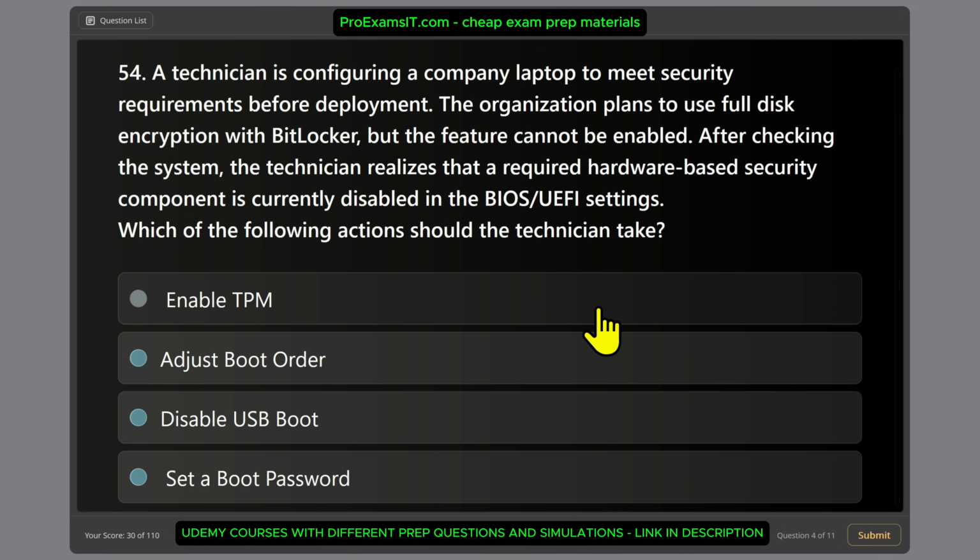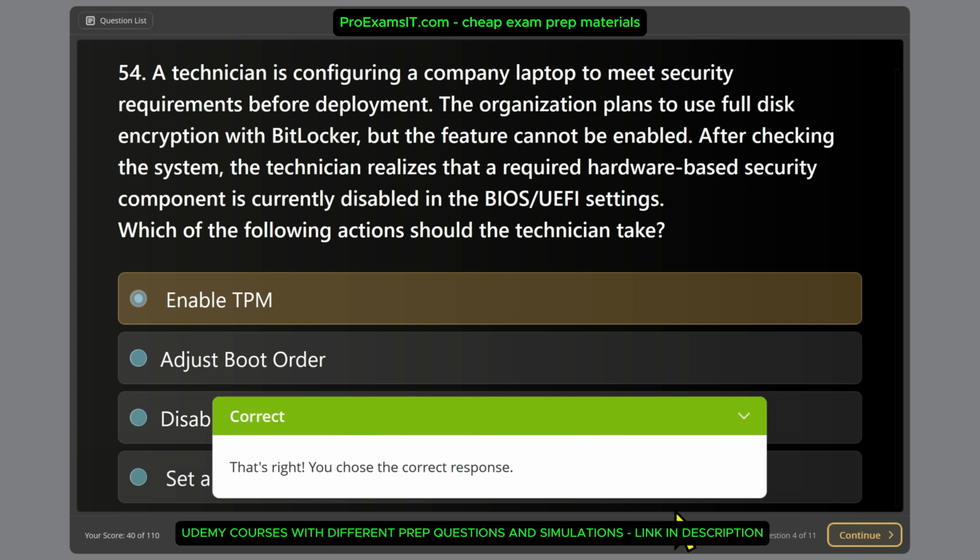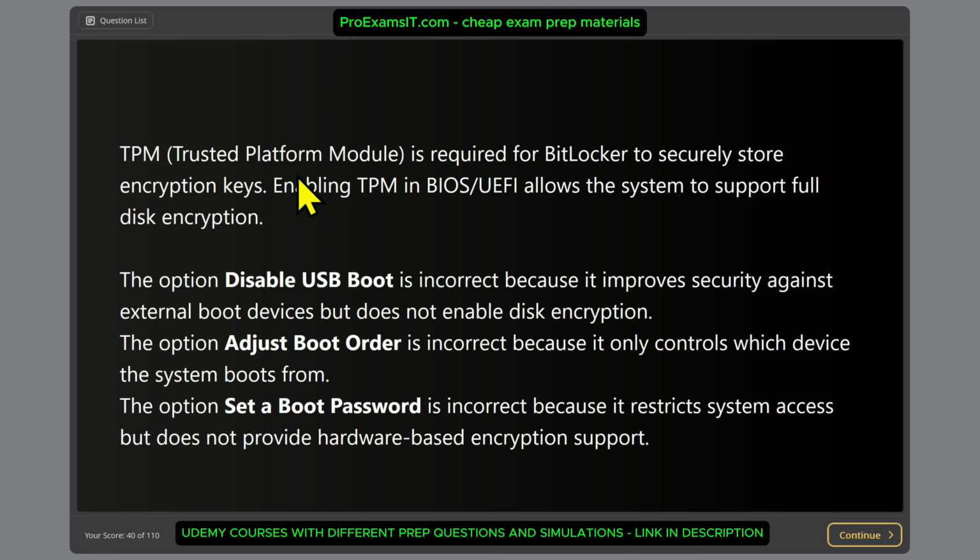Well, this one is an easy one. Just enable the TPM, right? Trusted Platform Module is required for BitLocker to securely store encryption keys. So enabling it in the BIOS UEFI settings allows the system to support full disk encryption. Incorrect options: disable USB boot is incorrect, it improves security against external boot devices. Adjust boot order only controls which device the system boots, and set a boot password basically restricts system access.